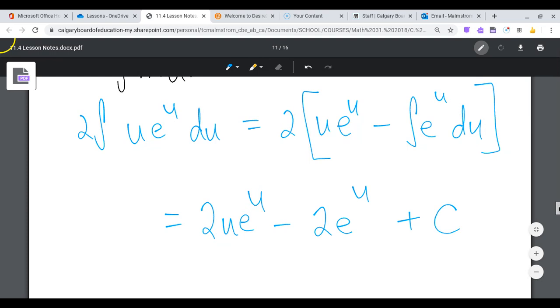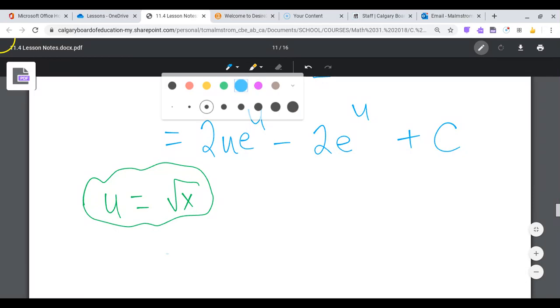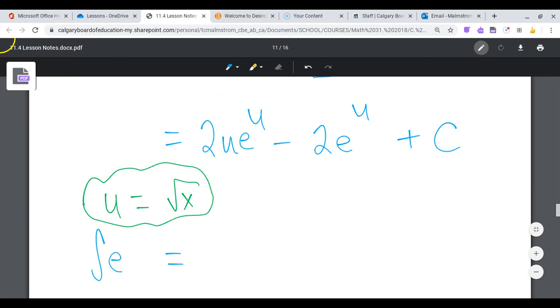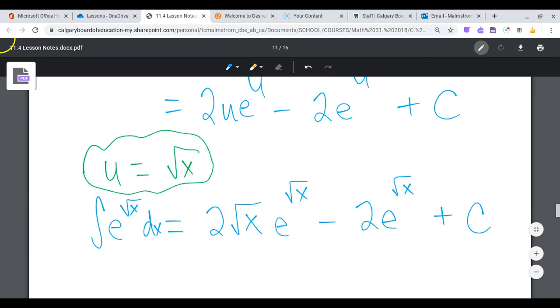And then, of course, the very last step would be that, remember, way back at the beginning, u was root x. So we have to then resubstitute that back in. So the integral of e to the root x dx, that was the original question, is equal to 2 times root x e to the root x minus 2 times e to the root x plus c. Wowzers! That's a lot for a Friday morning. This is when I'm recording.